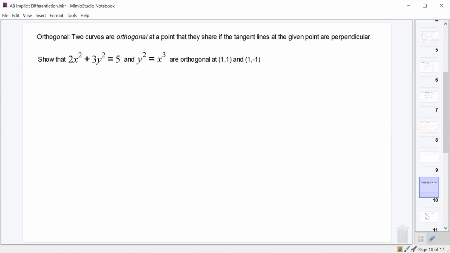Okay. So we want to try to prove that these two equations are orthogonal at the points 1, 1 and 1, negative 1. So how will we go about doing that?